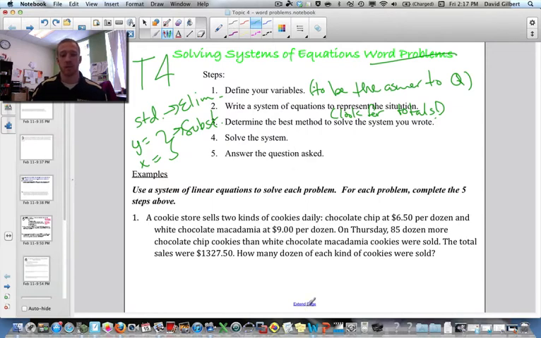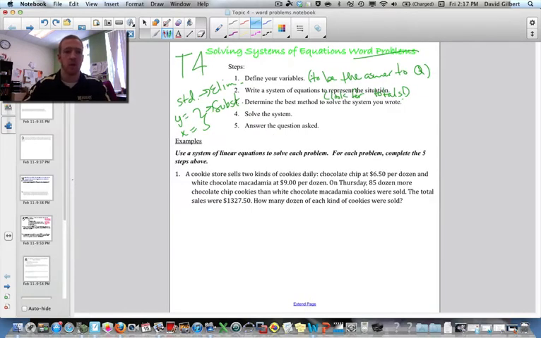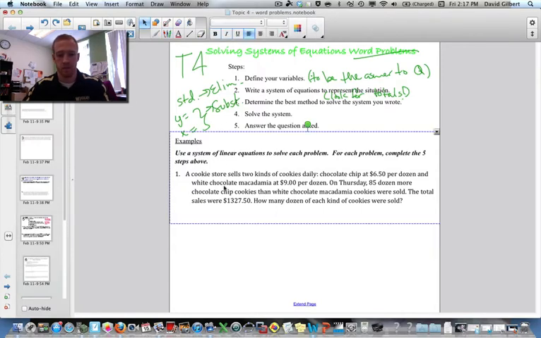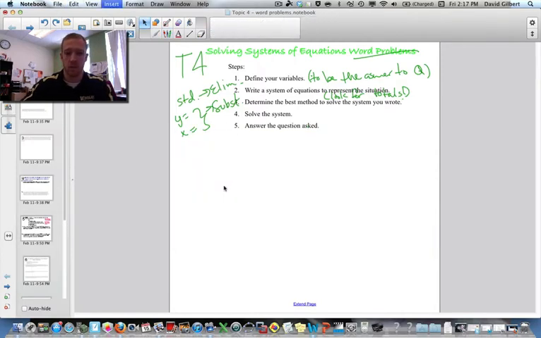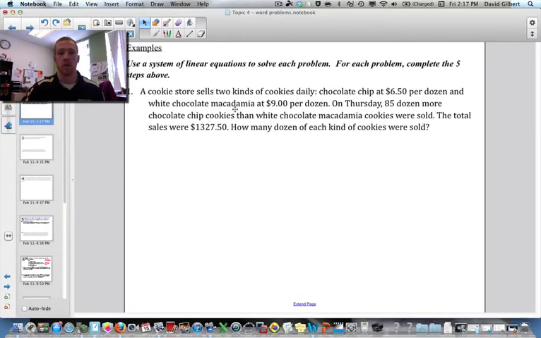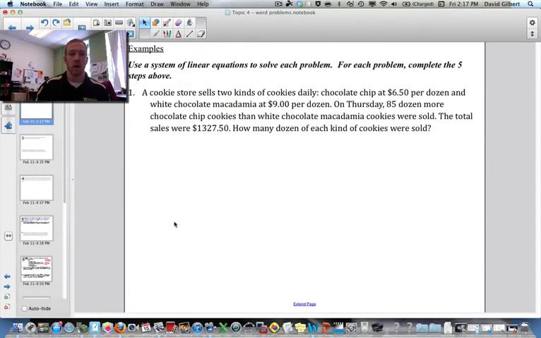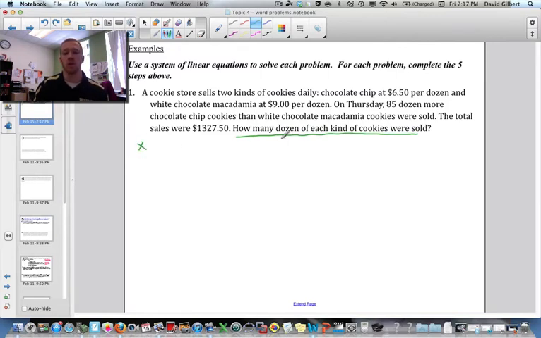So here, let's put this on a new page. Give us some room to work. Now, a cookie store sells 2 kinds of cookies daily. What I do right off the bat is ask, what is this asking? How many dozen of each kind of cookie? So x is going to equal the number of, because it says how many, one kind, and then y will equal the number of the other kind.